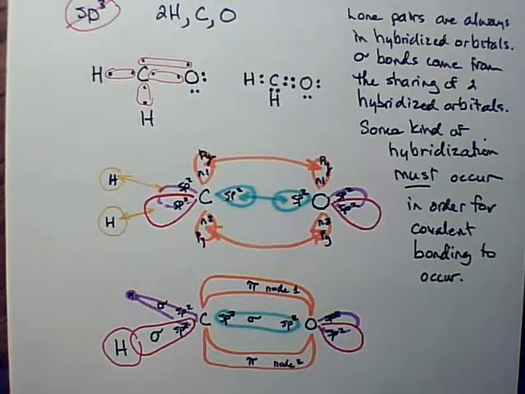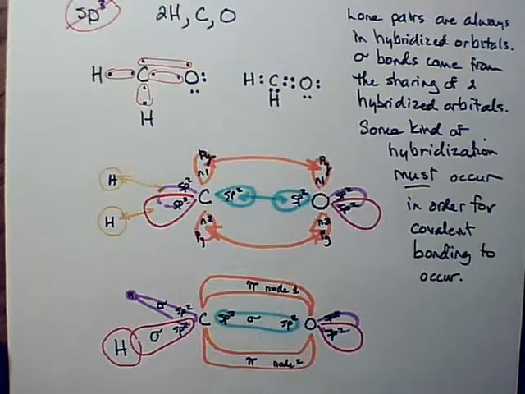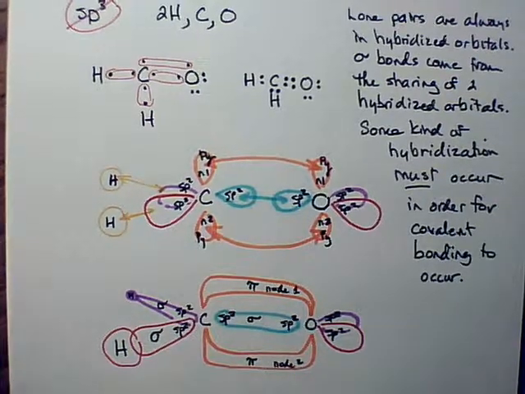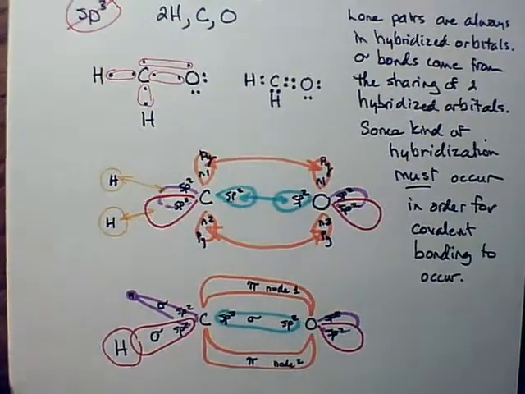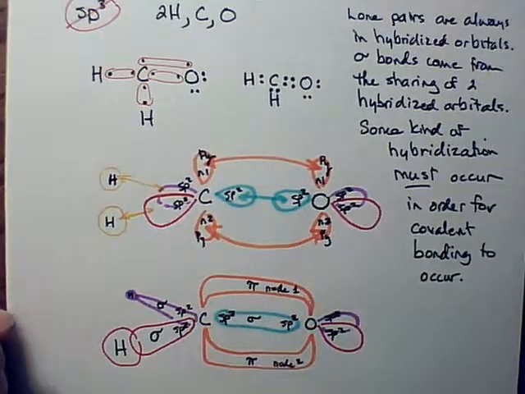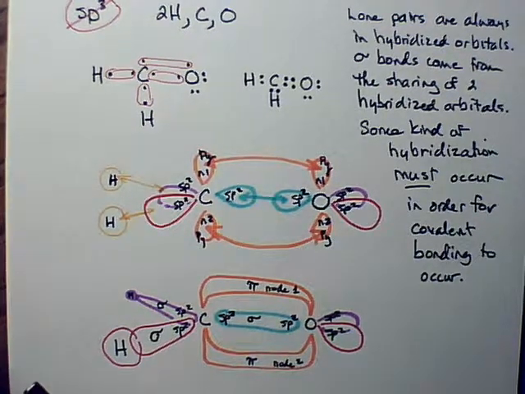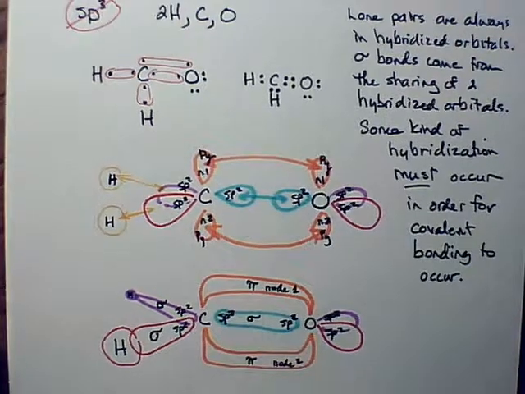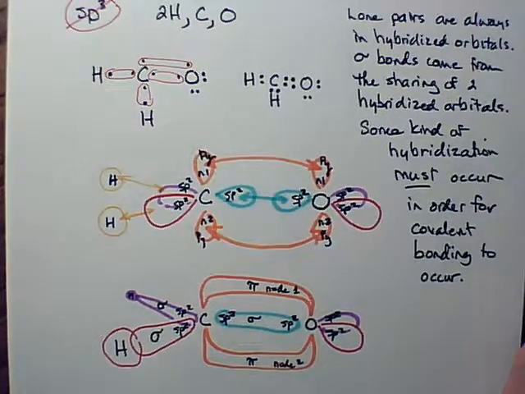And if there's a triple bond, well, it'd be one sigma and two pi's. Two pi's are better than one, right? Yeah, there we go. All right, let's get started.